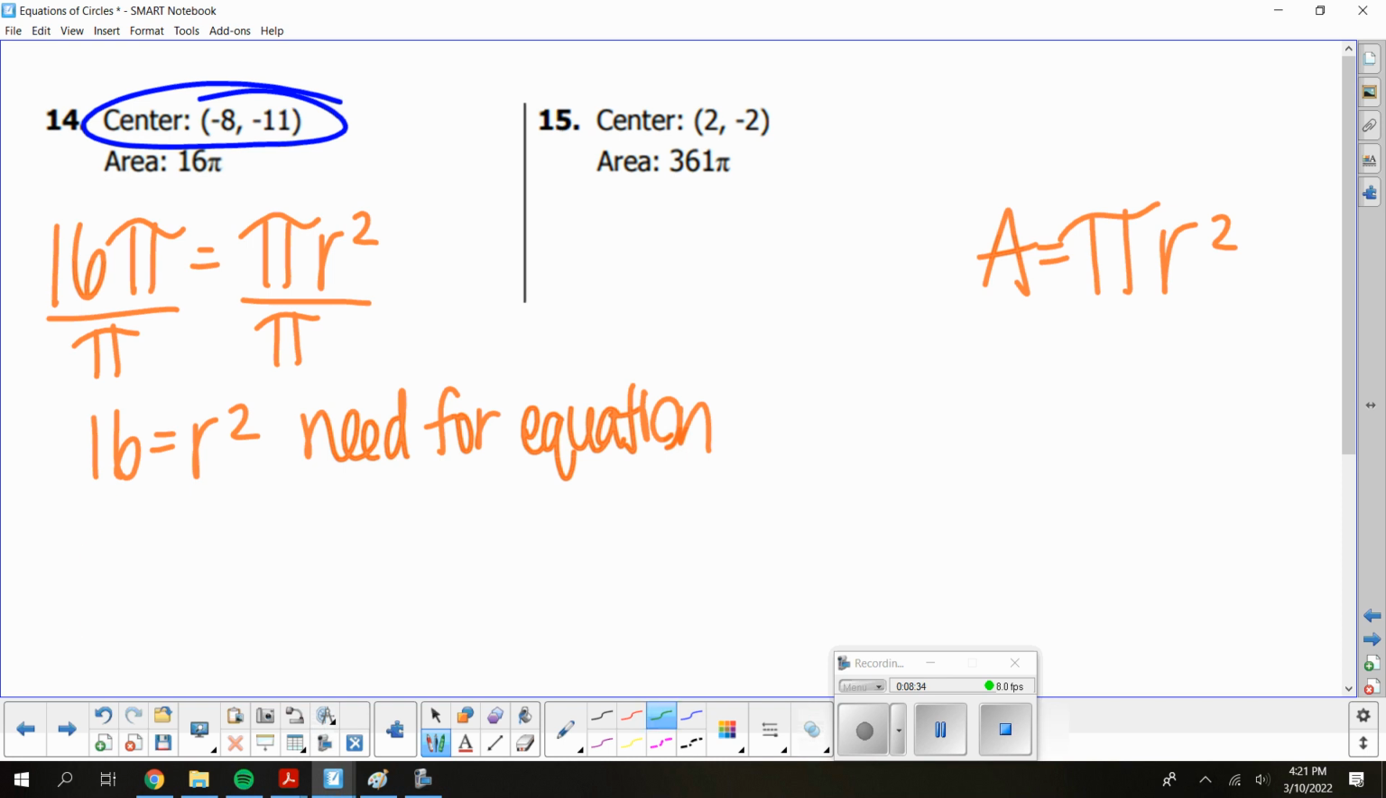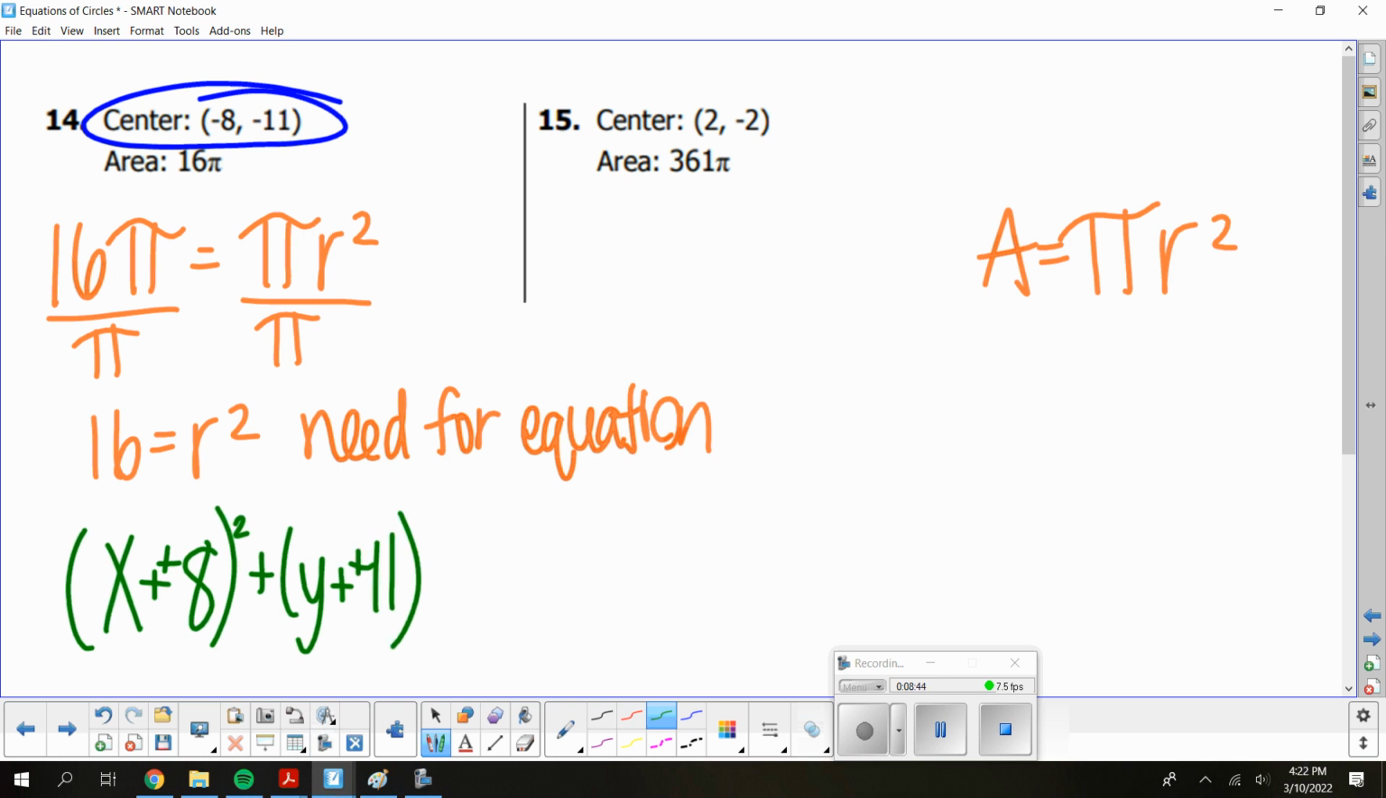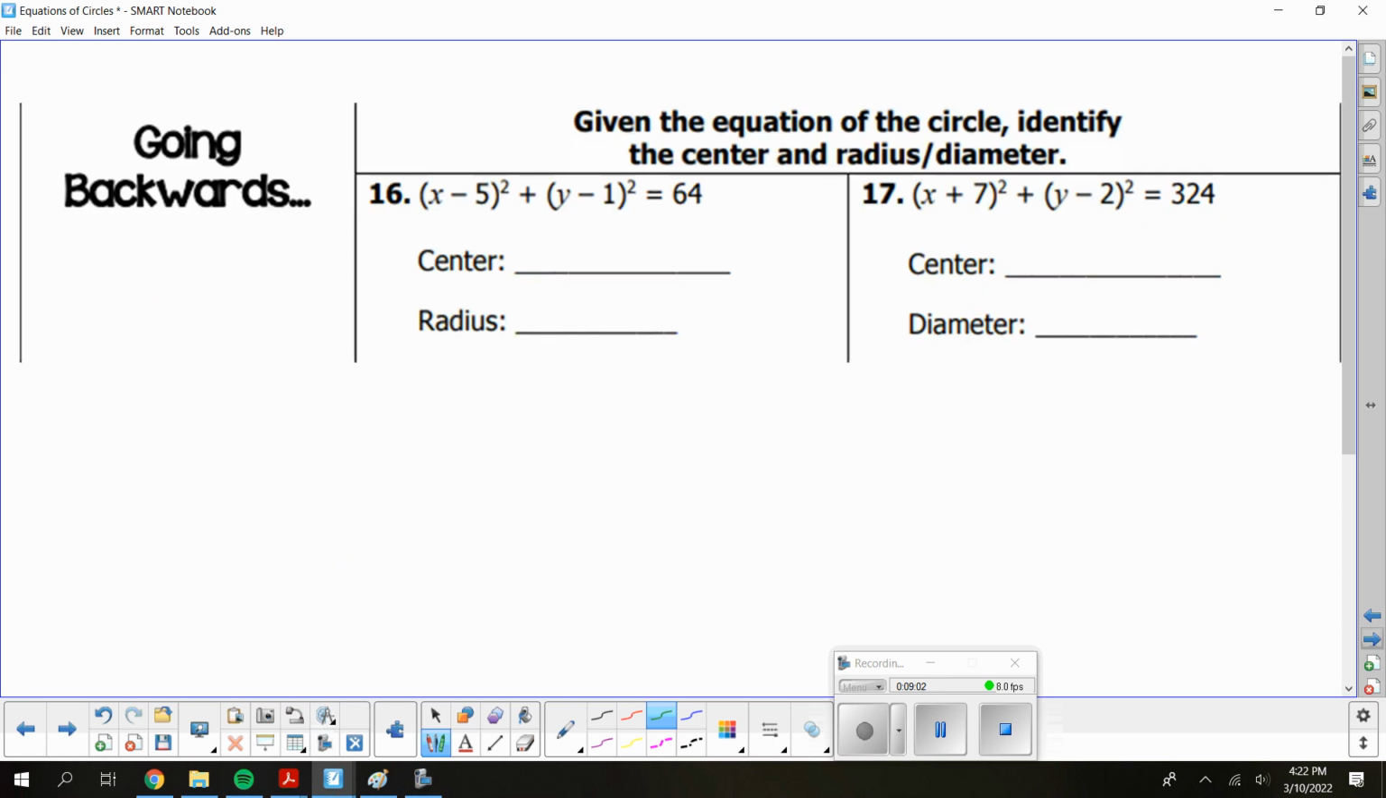So, center, x minus my x value, so negative 8 becomes positive, squared and added to y minus my y value, negative 11 becomes positive, squared, equals radius squared. So my radius is already squared, so I'm just going to take that 16. Go ahead and pause the video and try number 15 on your own and answer the puzzle when you are asked. All right. Let's look at these ones.